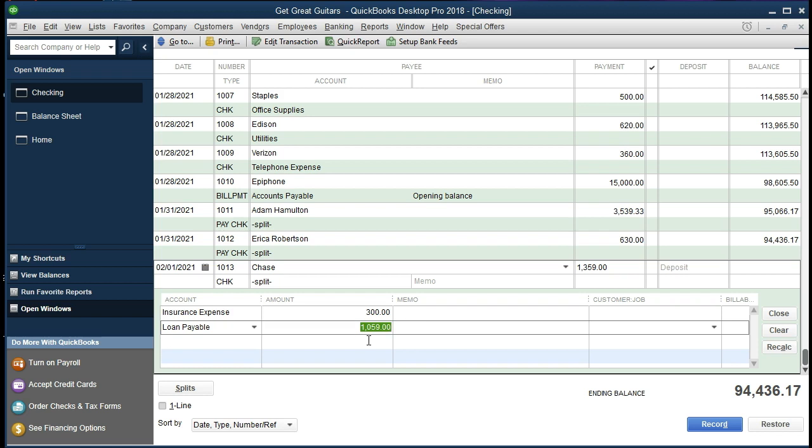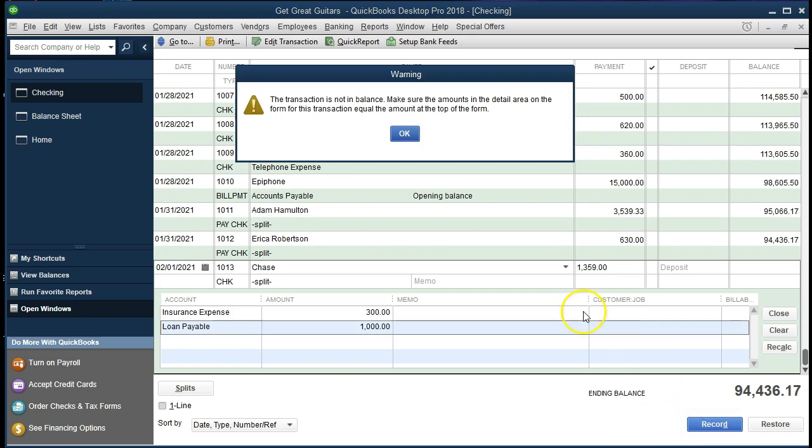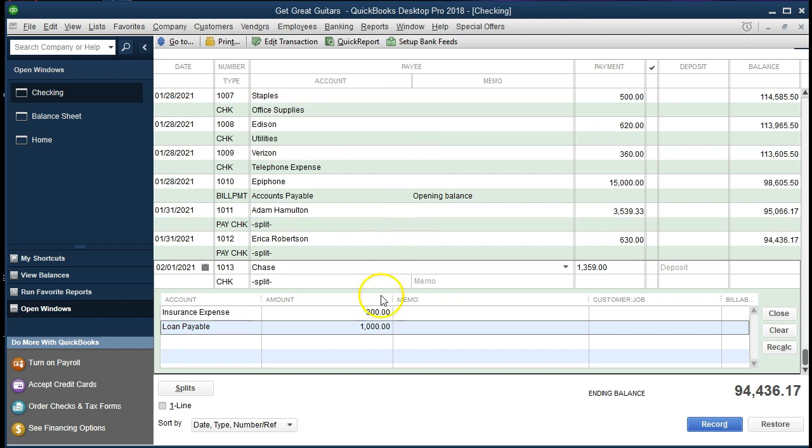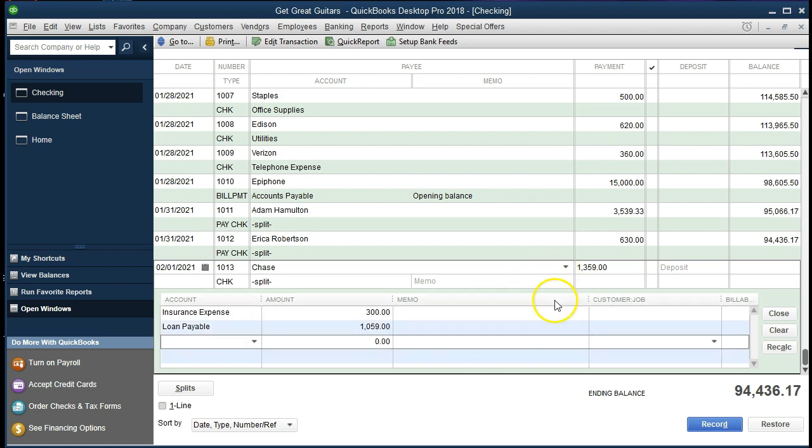Now let's just pretend we got it wrong here, and I put 1,000 by accident. If we try then to record this, QuickBooks is going to say the transaction is out of balance. We're not going to let you do that because it's wrong. And we're going to go, all right, it's wrong, and then we're going to figure this out. The second one, we're going to say that came from our table of 1059. And that then should match this amount, as it does, I believe, if there's no pennies involved there.